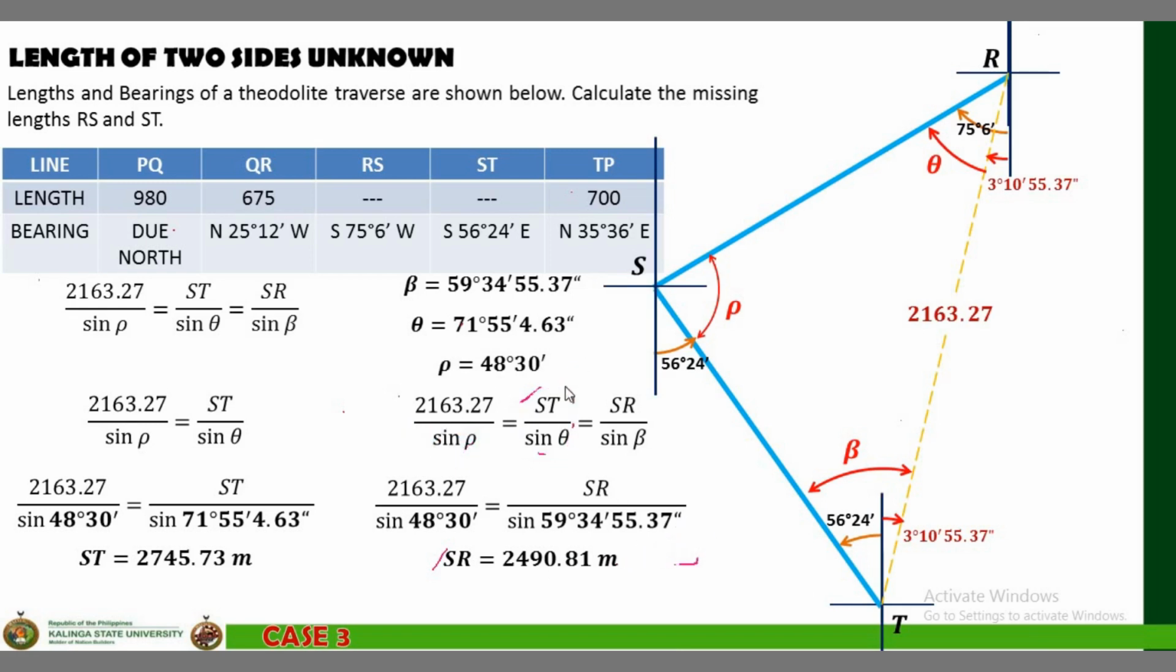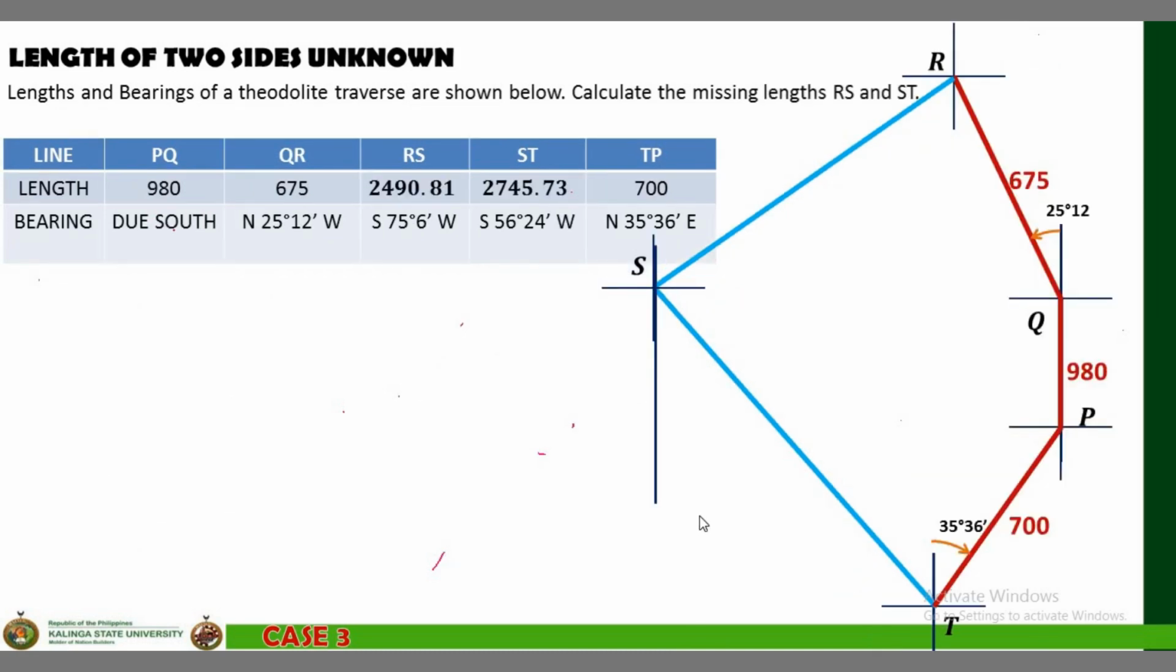Again, I just used the sine law to solve for the distances of RS and ST. So, for my final answer, the length of RS is 2,490.81 and the length of ST is equal to 2,745.73.